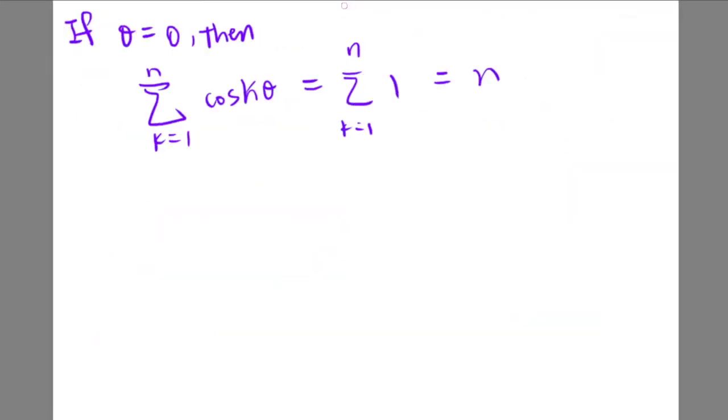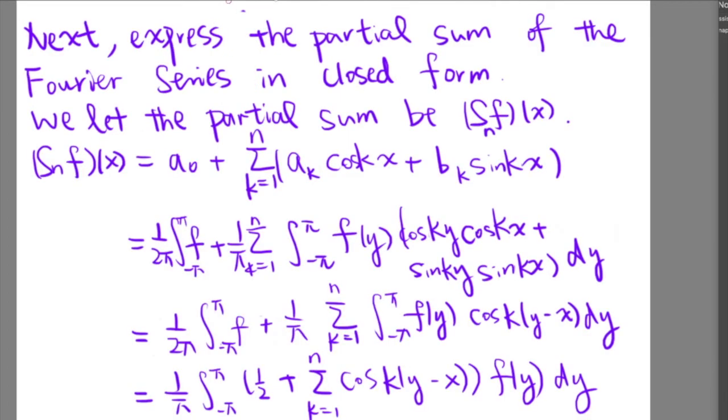Then what will happen if theta is 0? Well, we see that cosine 0 is equal to 1, and therefore the sum of cosine(k times 0) from k equal to 1 to n is adding 1 n times, and therefore this sum becomes n. After proving this identity, we are ready to express the partial sum of the Fourier series in closed form.